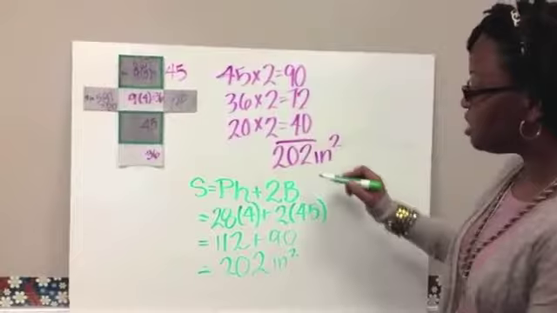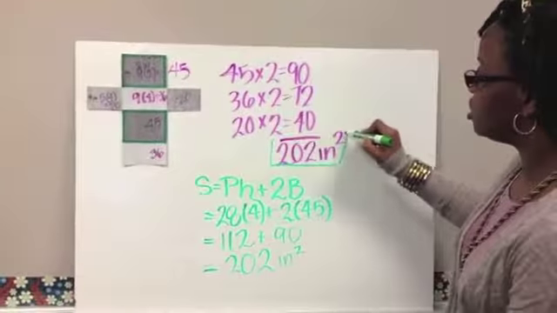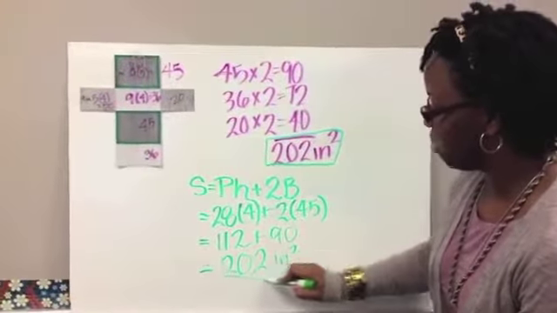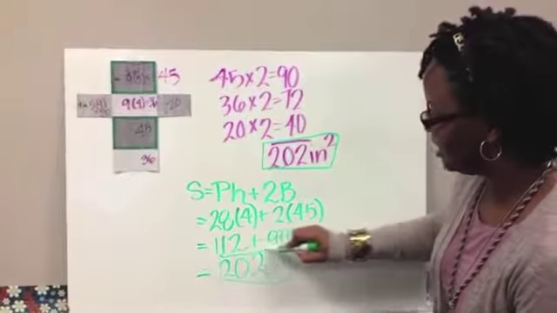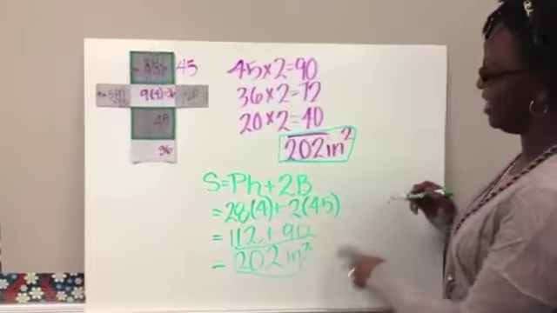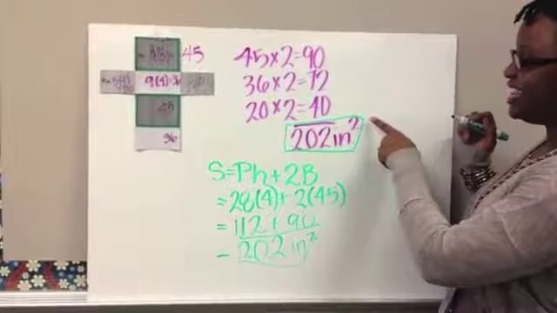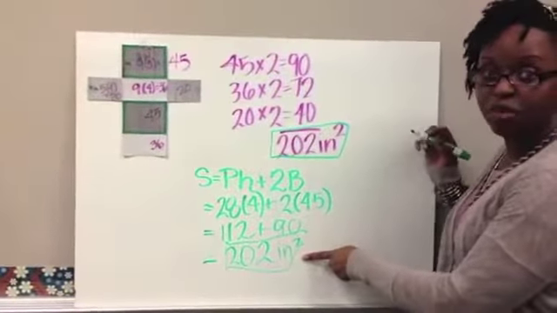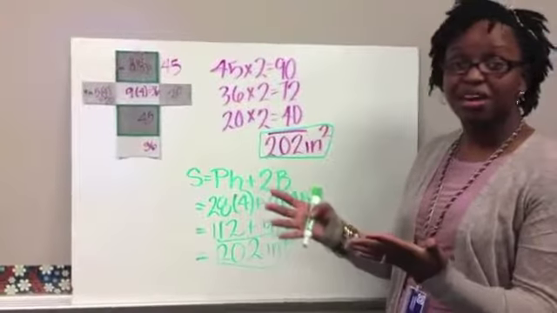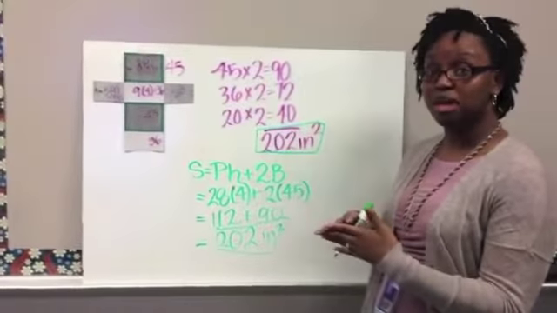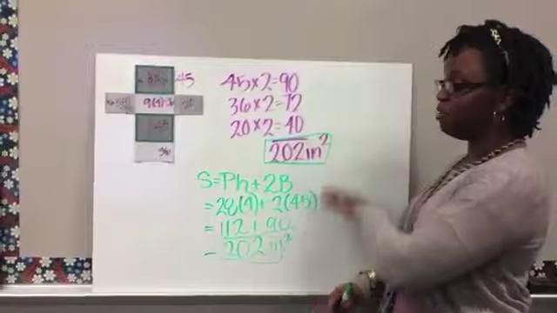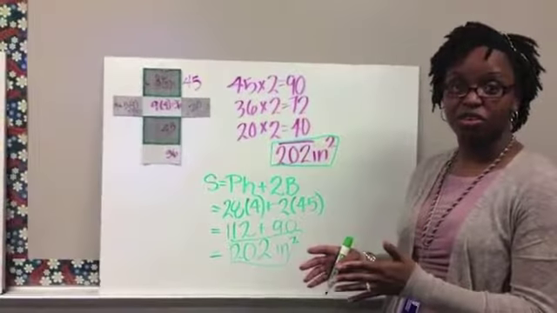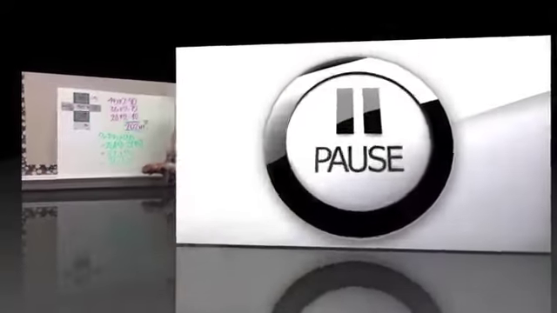Okay? So notice, it doesn't matter which way I work this problem out. I can use the nets to find my surface area, or I can use the formula. It doesn't matter which way, guys. You choose which one works better for you. So you've got an example of both ways. Choose what works for you. Go ahead and try example 2.